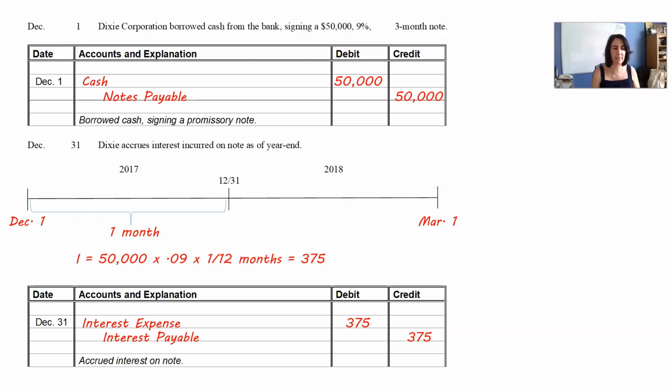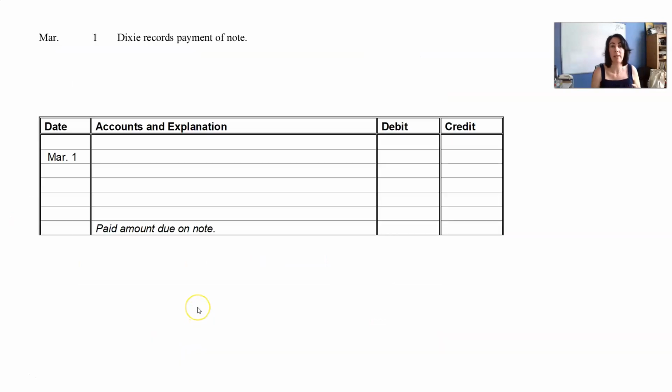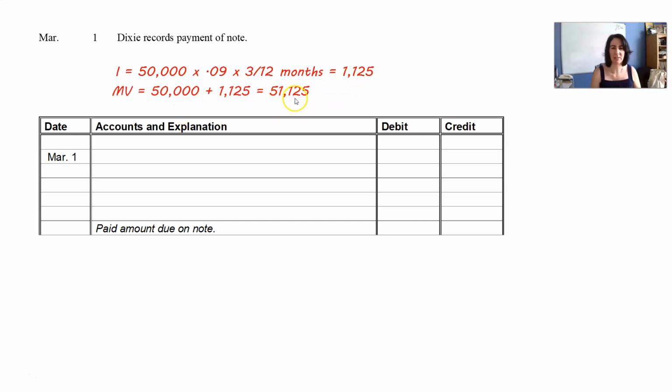Okay, taking a step further. Now it's March 1st. How do we record the note? Well, the entire amount of the interest, $50,000 times 9% times 3/12, is $1,125. You trust me. The maturity value then is $51,125. So when I'm actually paying this, I've got a credit to cash of $51,125. And we've got to take the note off the books for $50,000.